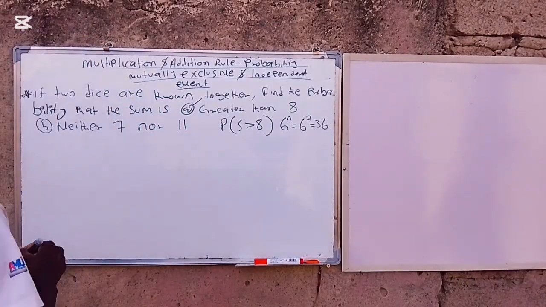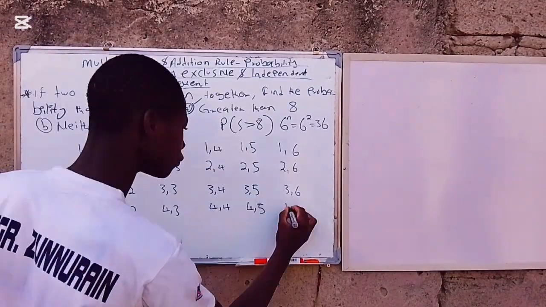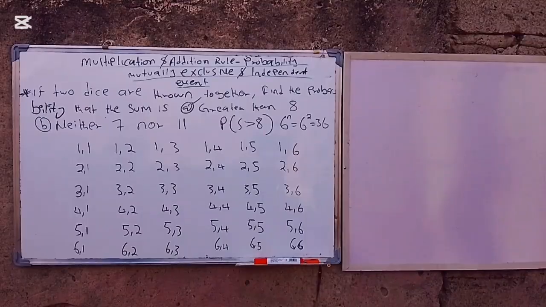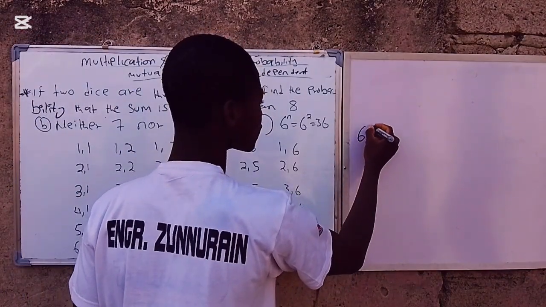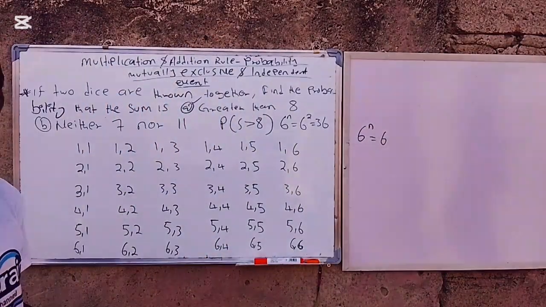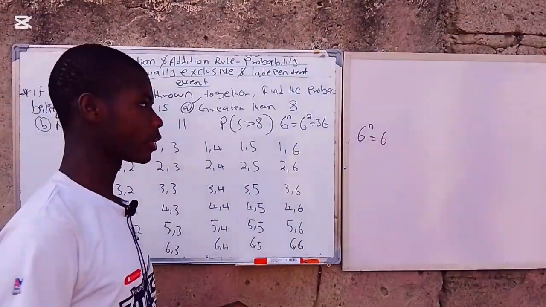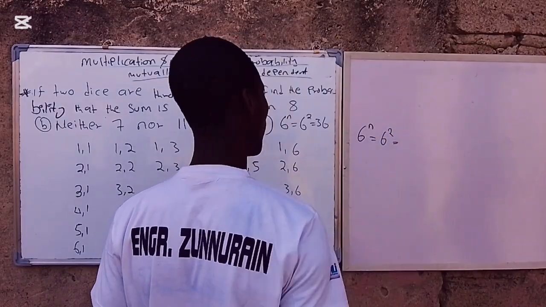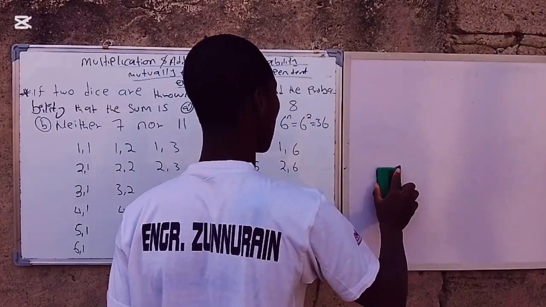So I have to say that I will have 1, 1, I will have 1 and 2. As you can see, these are the total outcomes that we have if two dice are thrown. Because we are talking about two dice, a die which is 6 raised to the power of n. The n means how many times the die is thrown, or whether it is a die or a coin. Therefore you have to put the power, and 6 squared is the same thing as 36. So we must have the total outcomes of 36.